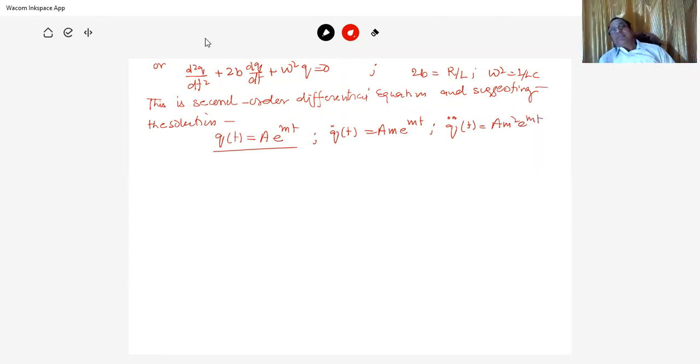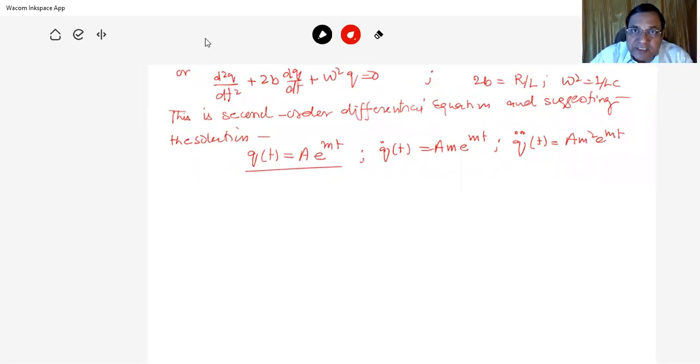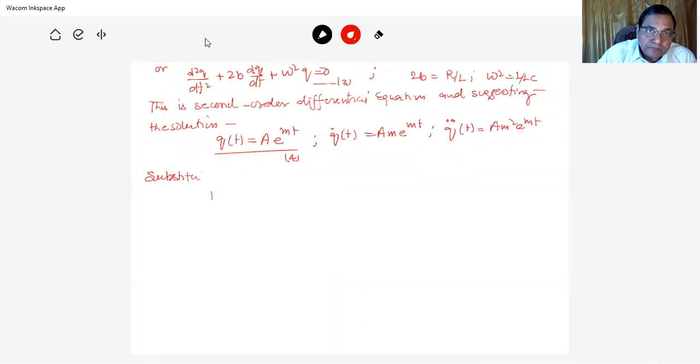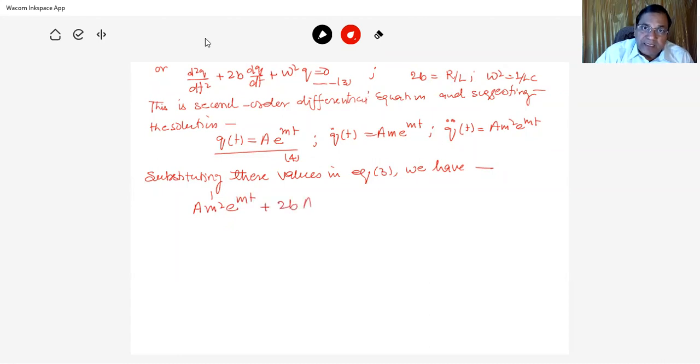And the methodology for the solution of a second order differential equation is the same as what we have been using before, in the case of damped oscillation. So what we do is differentiate and substitute the values. So substituting these values in equation 3, we have a m square e raised to the power mt plus 2b a m e mt plus omega square a e mt is equal to 0.